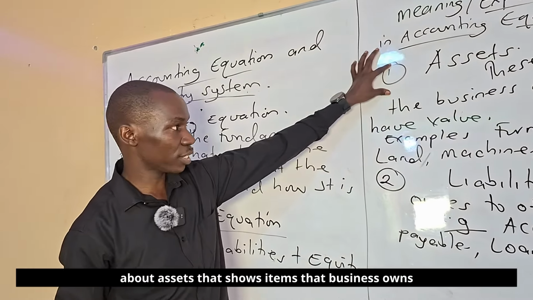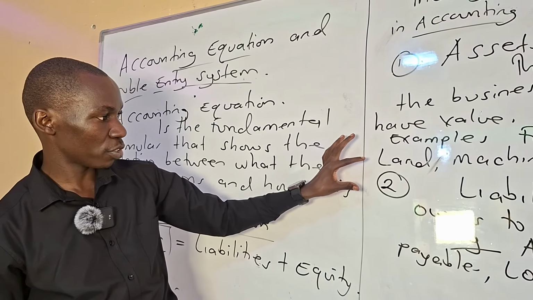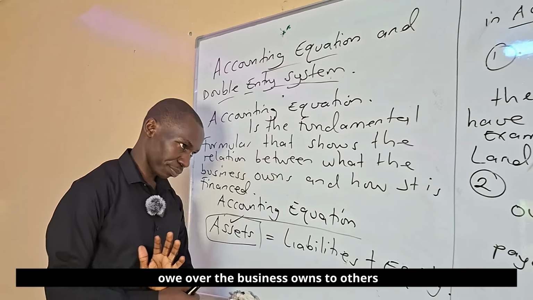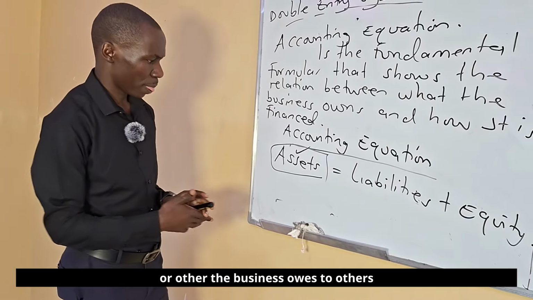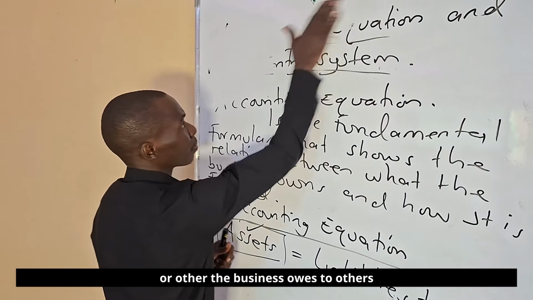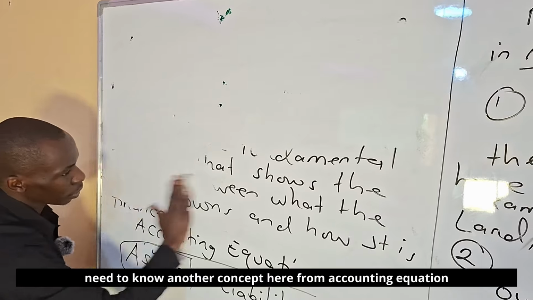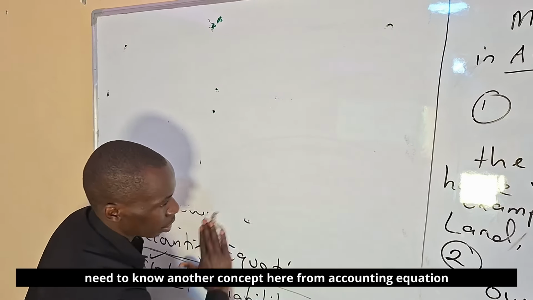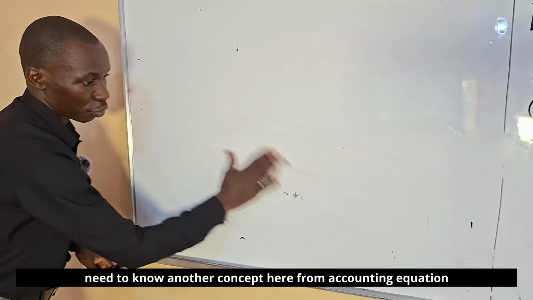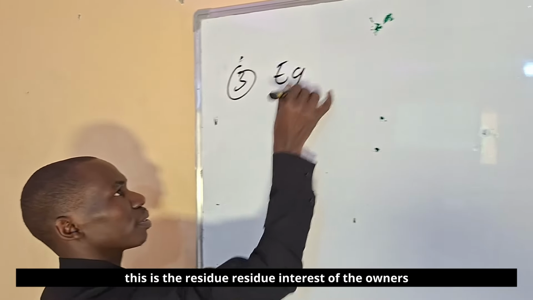The first one talks about assets. That shows items that the business owns. We have seen the examples. The liabilities are what you owe, or what the business owes to others, and the examples are there. What about the equity? We need to know another concept here from the accounting equation: equity.